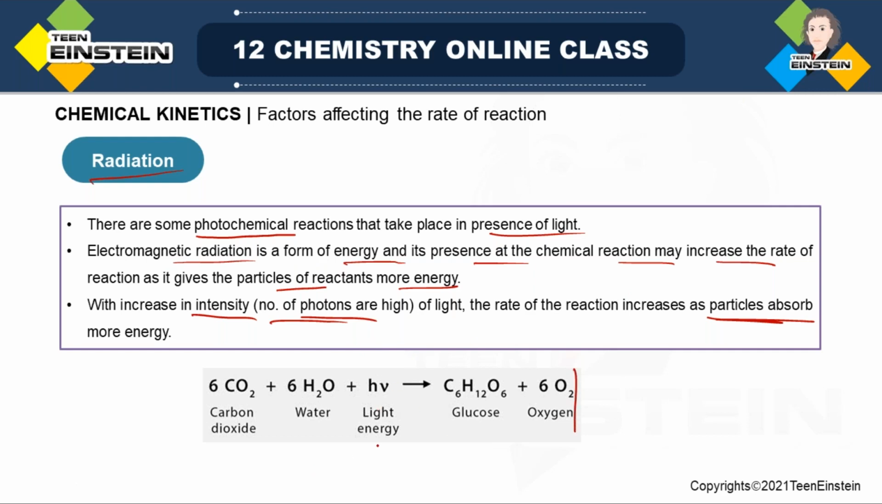Here we have an example of the photosynthesis reaction. This is a natural process. Carbon dioxide and water in the presence of light energy, which is expressed in this form, H nu. The products that we get are glucose and oxygen.